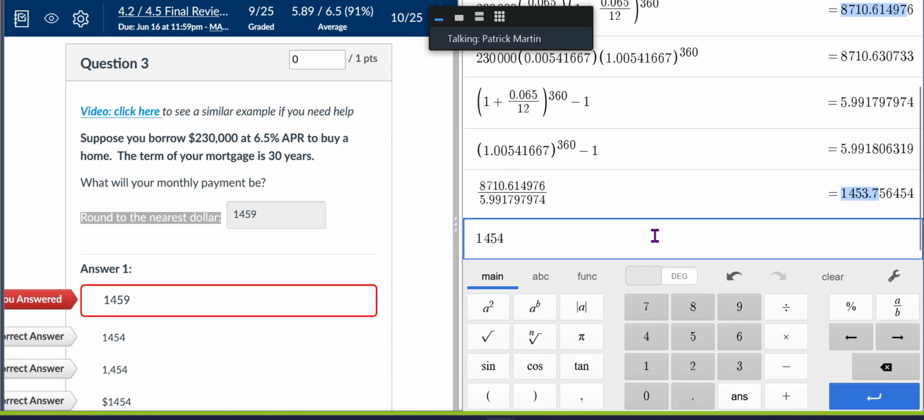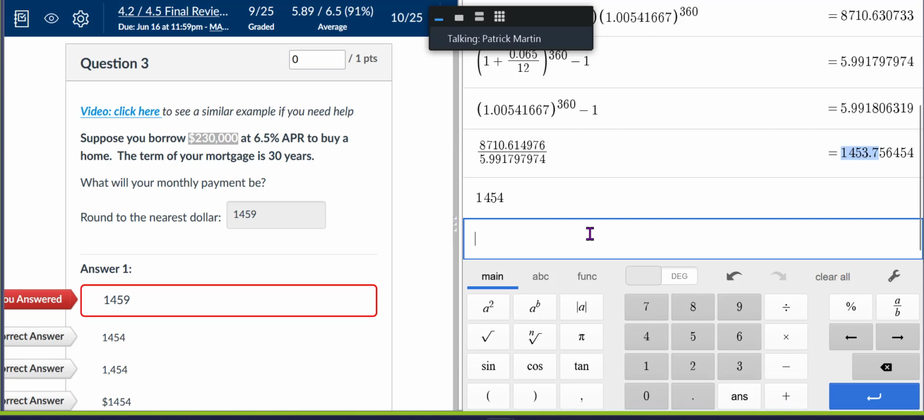And yeah, so that's rounded to the nearest dollar. So that is the monthly payment. You've got to pay $1,454 each month over 30 years to pay off this $230,000 loan, right, for a house.